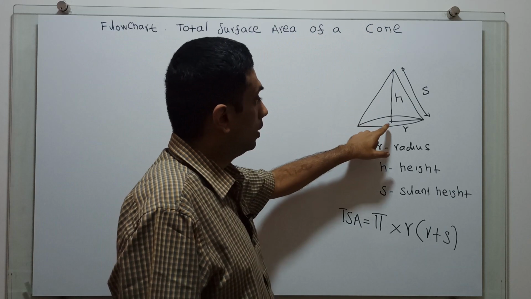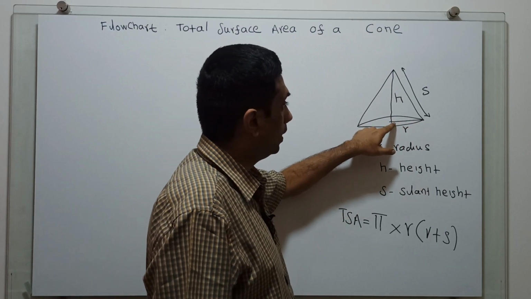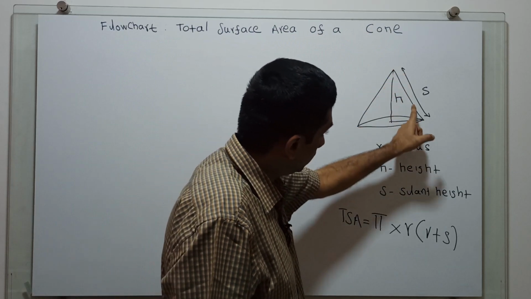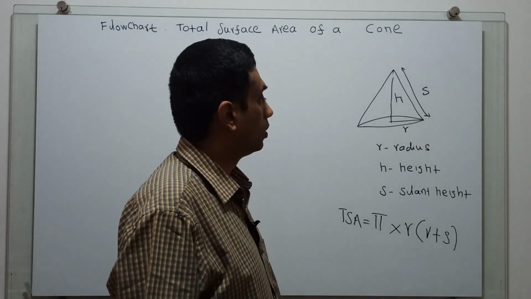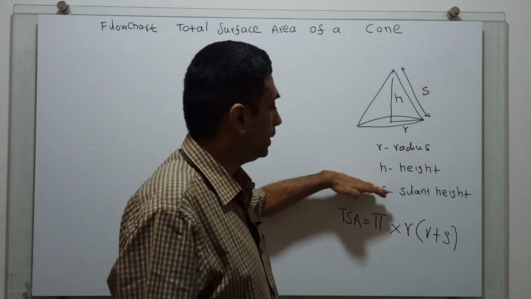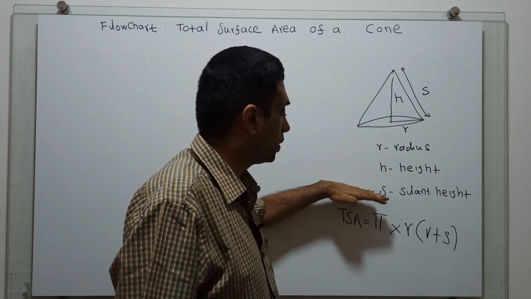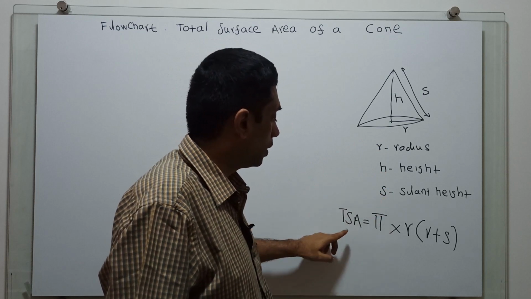So this is a cone. The radius is given here, this is the height of the cone, and this is the slant height of the cone. R is the radius, H is the height, S is the slant height. Total surface area is TSA.